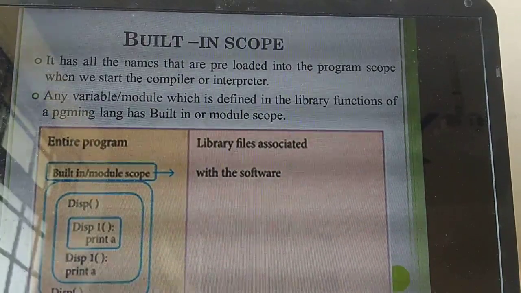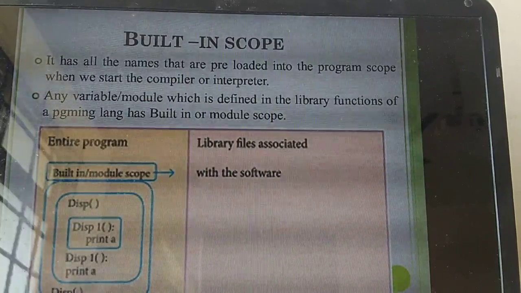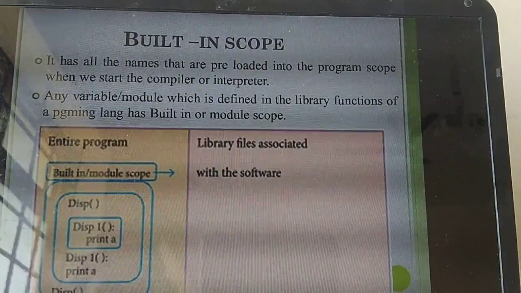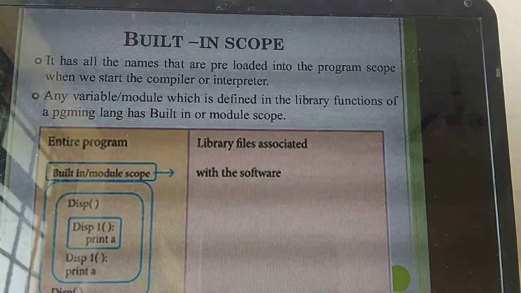What are those functions? When you install the software, they are preloaded. That function is called which function? Library function. That module is called what? Built-in module or built-in scope.